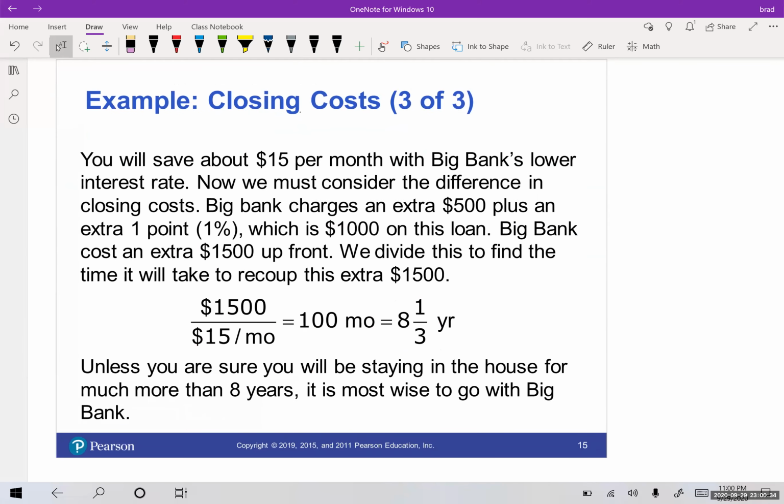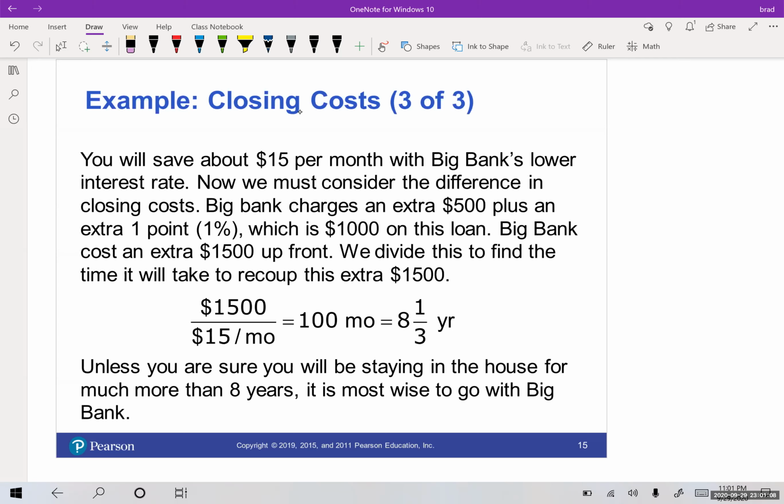So you will save about $15 a month with Big Bank's lower interest rate. Now we must consider the differences in closing costs. Big Bank charges an extra $500 plus an extra 1 point, which is $1,000 in loan. So Big Bank costs an extra $1,500. For 1 point they normally charge 1% of the loan, so since it's a $100,000 loan, to get 1 point it's going to be $1,000. So Big Bank actually costs an extra $1,500 up front.